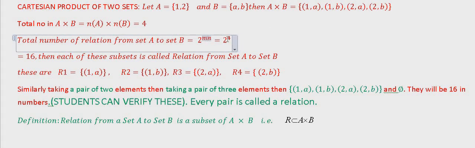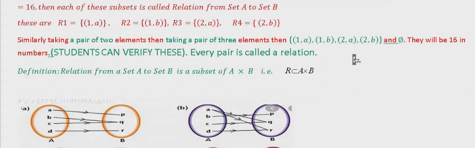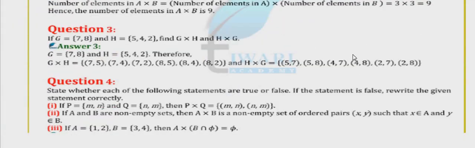So here 2 raised to the power 4 will be 16, because m into n is 4, so 2 raised to the power 4. Now see here in question number 3, G is any set containing 7, 8, H is any set containing 5, 4, 2. What is G cross H?